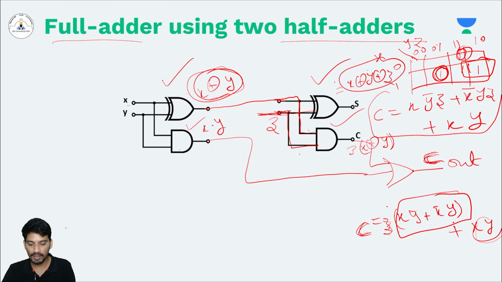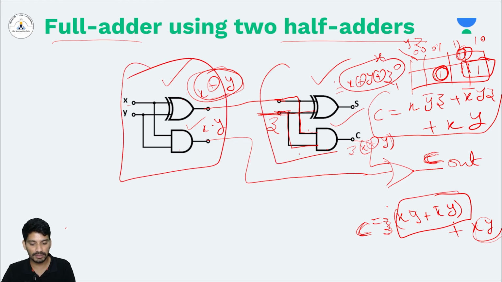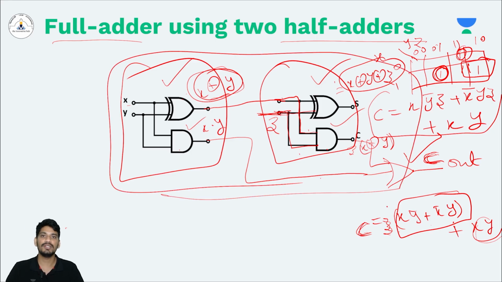So this way, by using two half adders and an OR gate, you can get a full adder. This is very interesting, right? We are not using any extra things. We are using simple logic gates, and we are achieving an addition function.